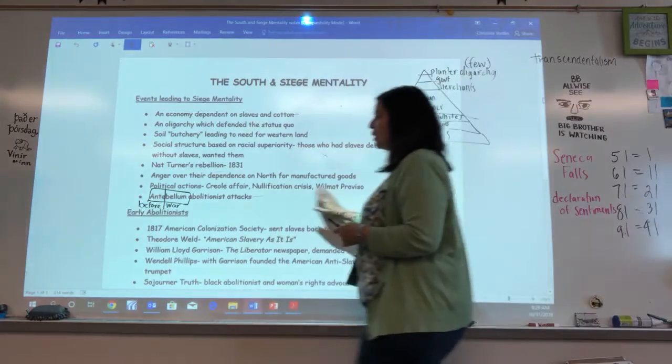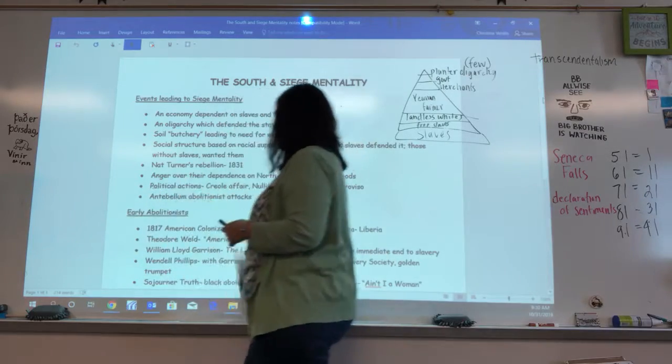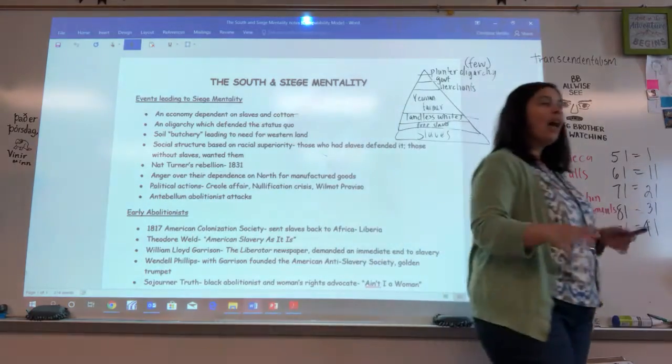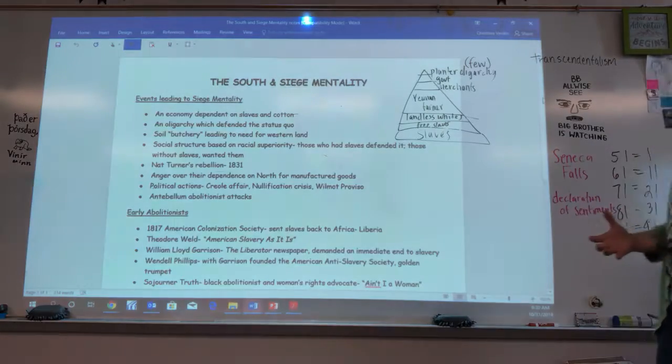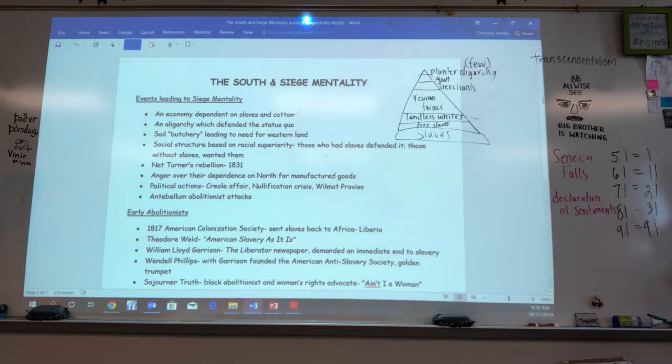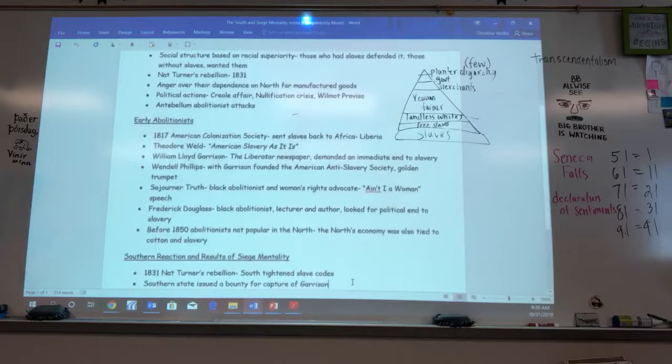Okay? They said there was a lot of abolitionist attacks. But you have to understand, not everybody in the North is an abolitionist. We do have organizations such as the American Colonization Society that are trying to move blacks back to Africa. We also see Theodore Weld writing his book, Slavery as It Is.